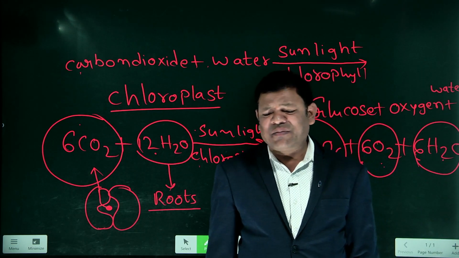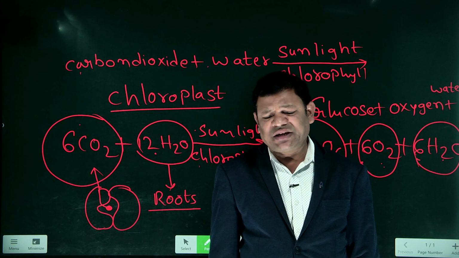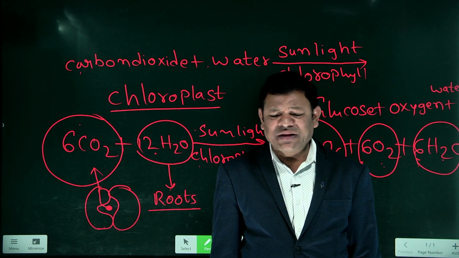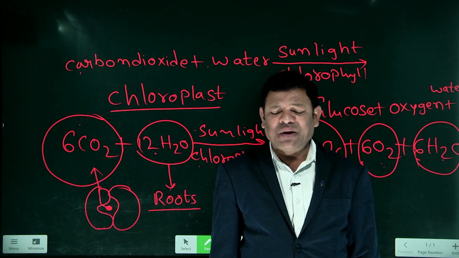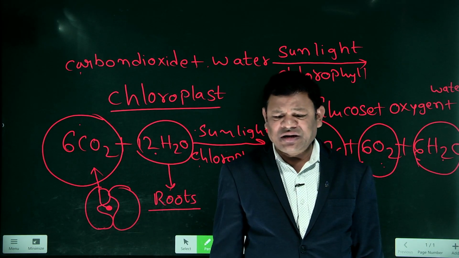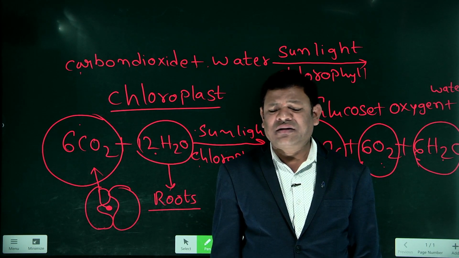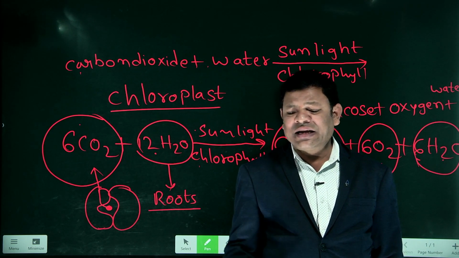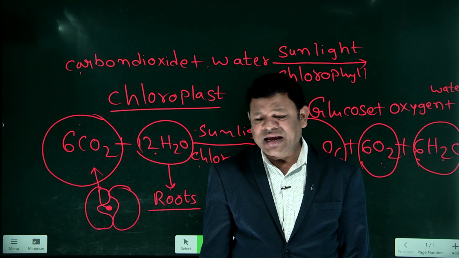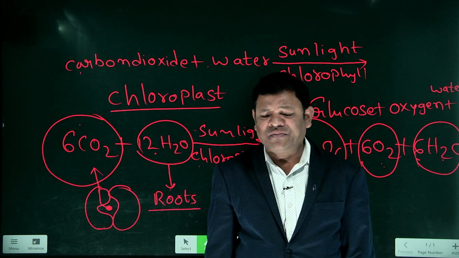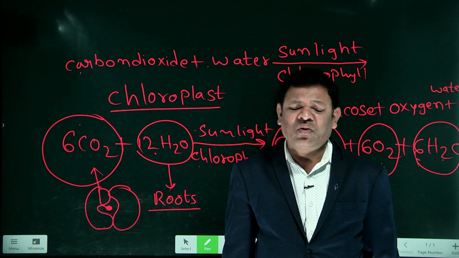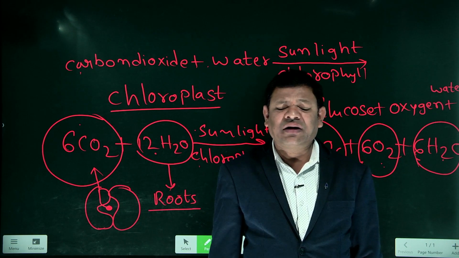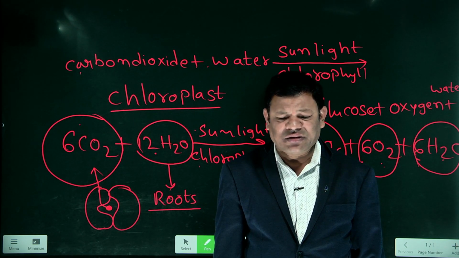In our surroundings, some insectivorous plants are also present. Insectivorous plants include Utricularia, Nepenthes, Drosera. These plants grow in soil lacking nitrogen. Because of the nitrogen deficiency, they kill insects and take the nitrogen from them. So that is the insectivorous plants. Insectivorous plants make food by heterotrophic nutrition.